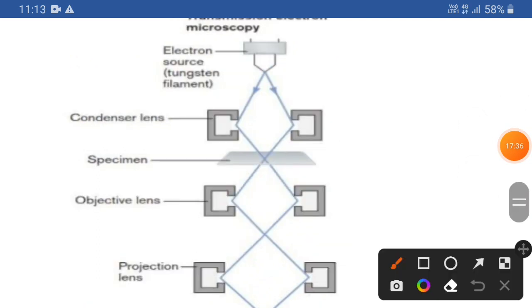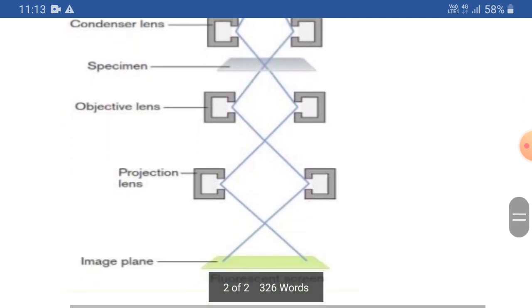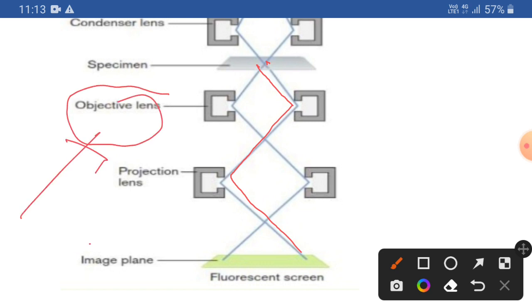Now, as we have seen in light microscopy, some of the particles within the specimen will either absorb the light, or emit it, or scatter it, or some of the light will simply pass through the specimen. Similarly in the case of electrons, some particles of the specimen will absorb the electrons, some will scatter them, and some just allow the electrons to pass through. The electron beam coming from the specimen will be targeted towards the image plane with the help of various magnetic objective lenses. Again, they are not made of glass.